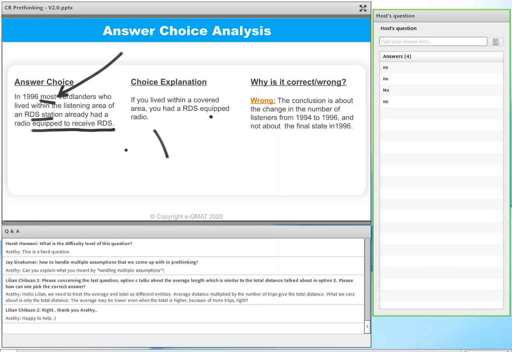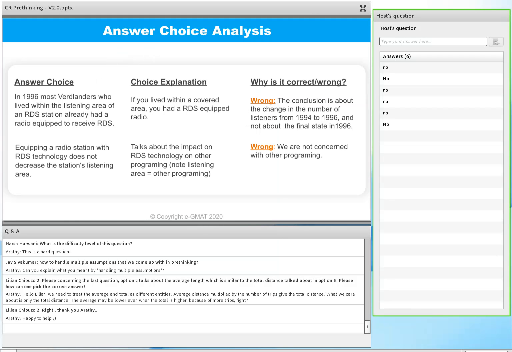Okay, so is this a must be true answer choice? Is that a must be true answer choice? No, it's not. Remember, the conclusion is about the change in number, not the absolute number in 94 or the absolute number in 96. Right? Let's look at choice C. Equipping a radio with RDS technology does not decrease the station's listening area. What kind of programming is the conclusion about?